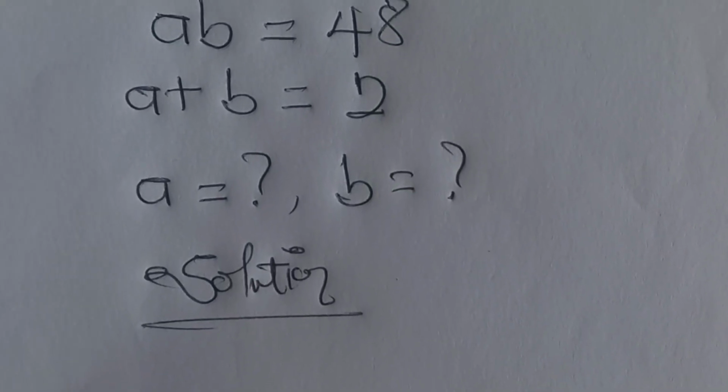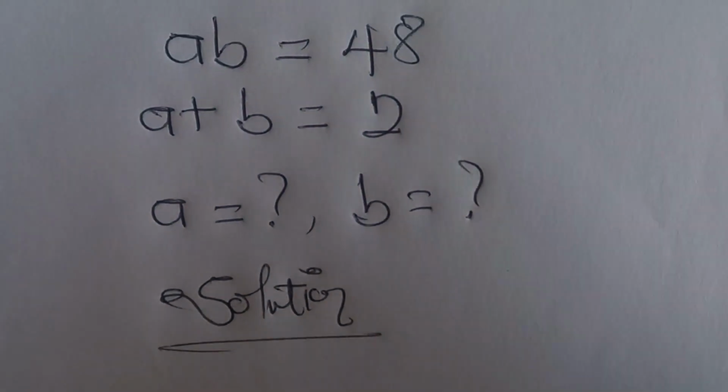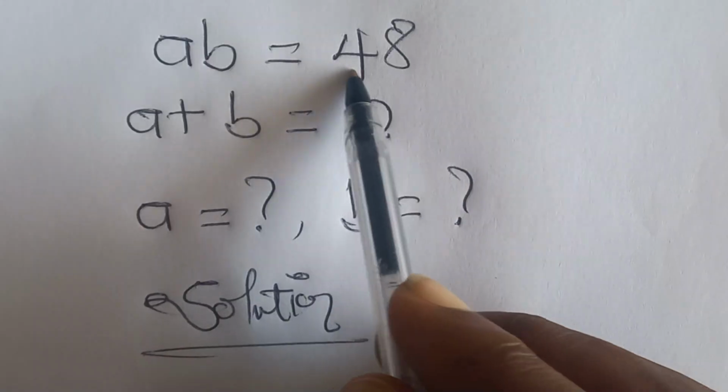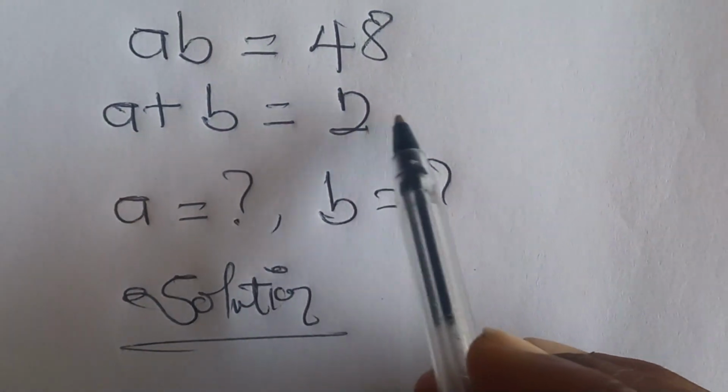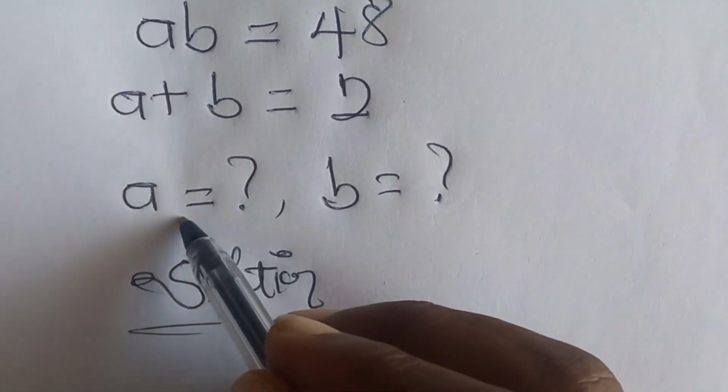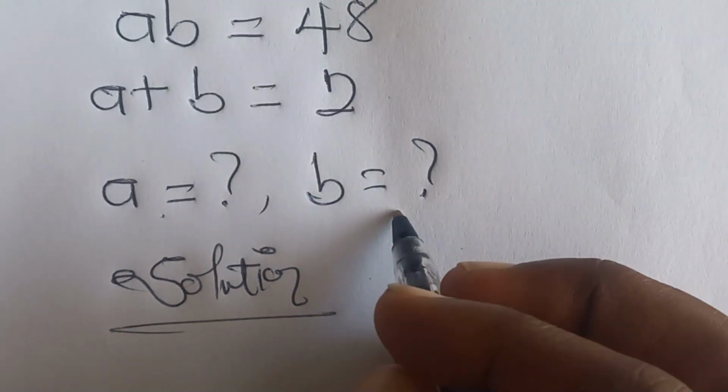Guys, so today we are looking at this equation. We have a multiplied by b is equal to 48, where a plus b is 2. We are supposed to find the value of a and the value of b.